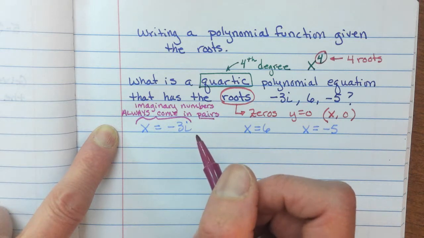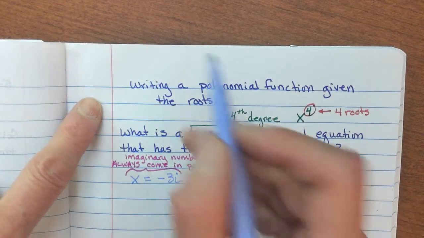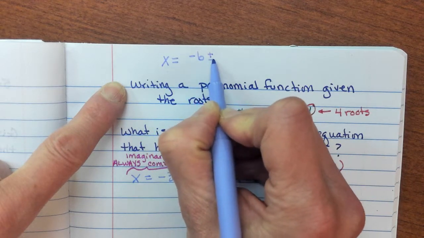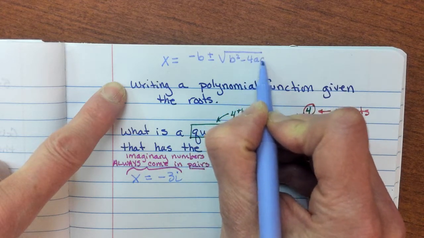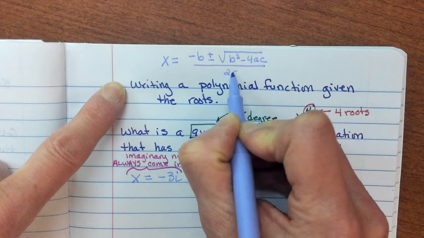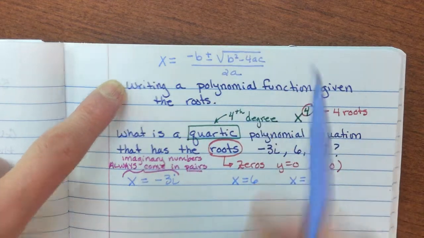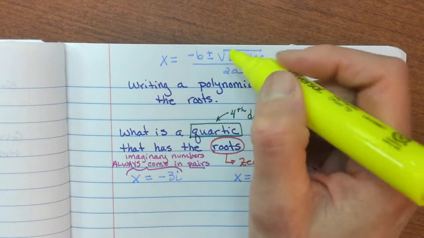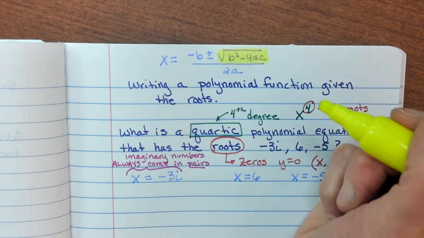So if we remember from our quadratic formula, a quick review on that, our quadratic formula is x is equal to negative b plus or minus the square root of b squared minus 4ac all over 2a. When we got an imaginary number, it came from this square root right here. So I'm going to go ahead and highlight this square root, because this is in our quadratic formula where we simplified, and that's where we got our imaginary numbers.